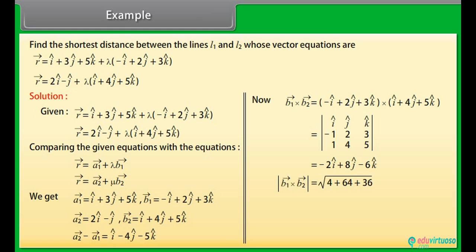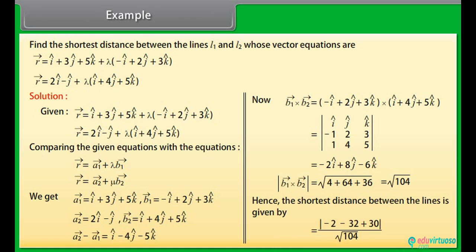Modulus of cross product of vector b1 and vector b2 equals square root of 4 plus 64 plus 36 equals square root of 104. Hence, the shortest distance between the lines is given by modulus of minus 2 minus 32 plus 30 by square root of 104, equals 4 by square root of 104.